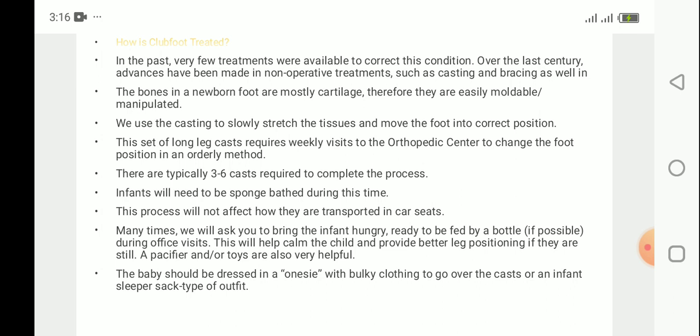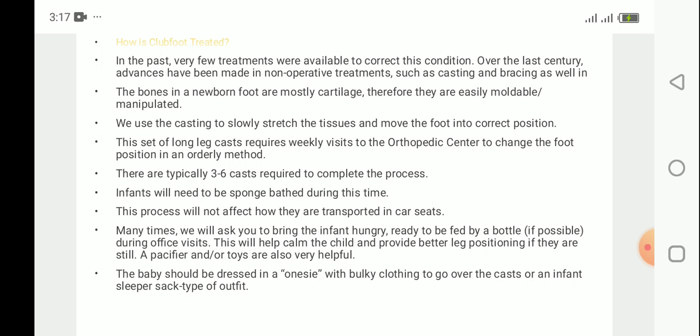This set of long leg casts requires weekly visits to the orthopedic center to change the foot position in an orderly method. Slowly, week by week, they will change the cast and the position, and slowly it will come into the normal position. There are typically 3 to 6 casts required to complete the process.